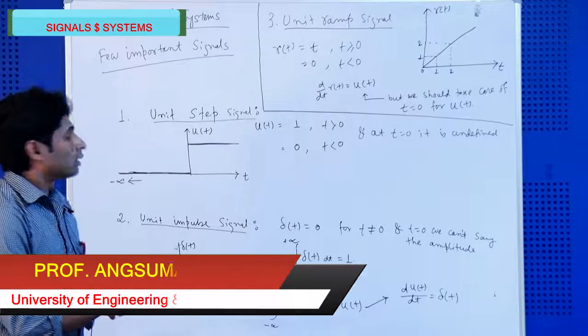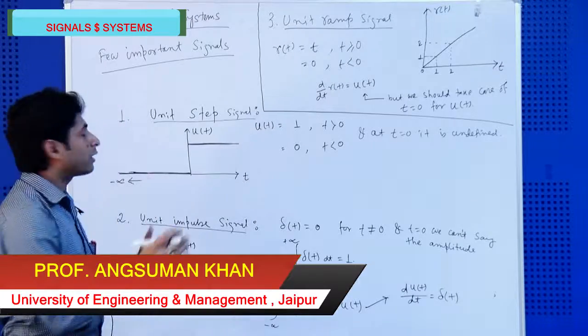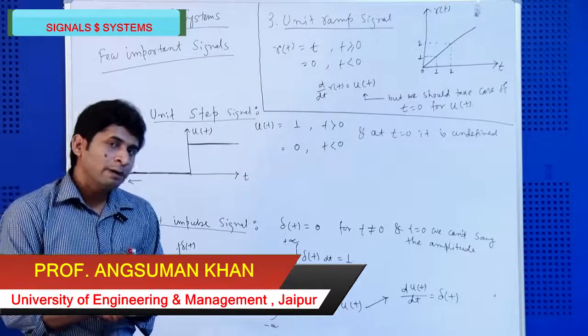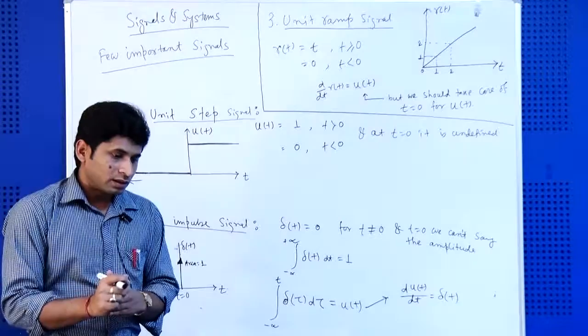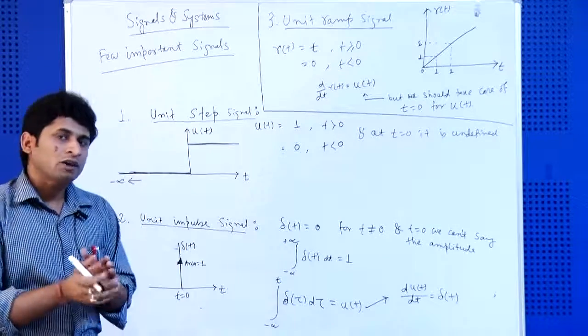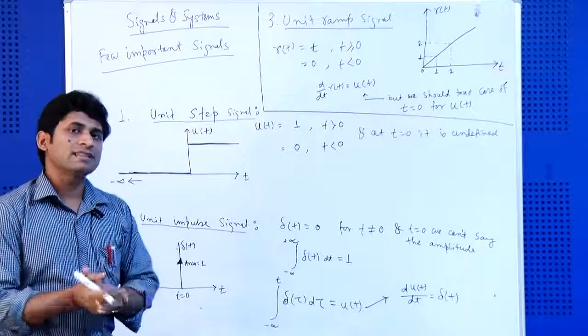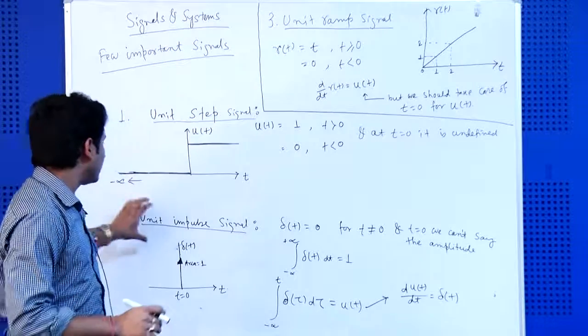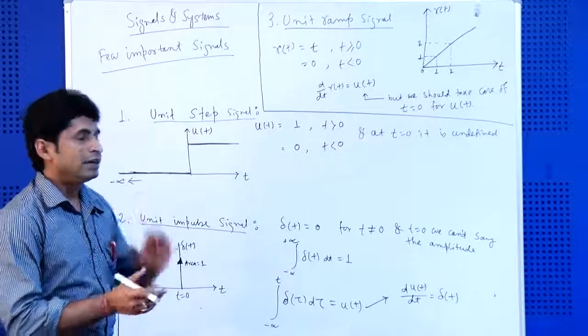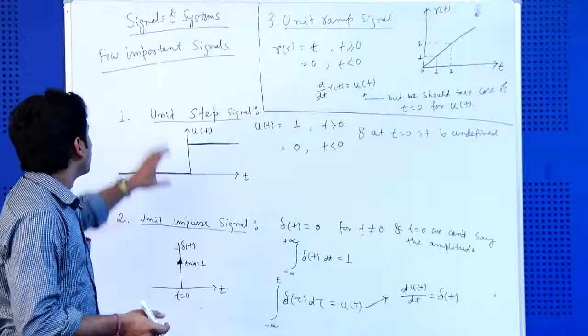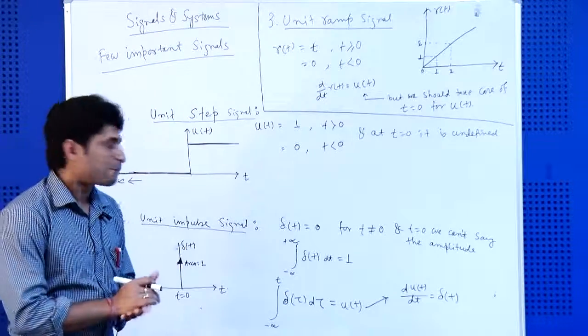Now we have to know a few important fundamental signals. Among them, the three most important signals are the unit step signal, the unit impulse signal and the unit ramp signal. What is the unit step signal first?